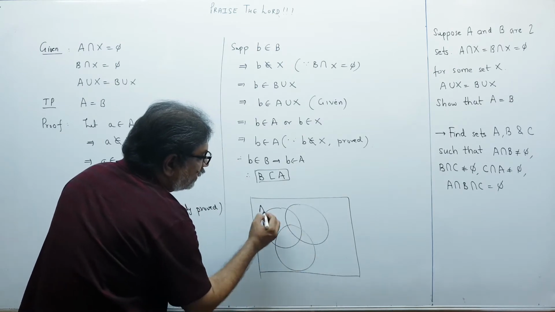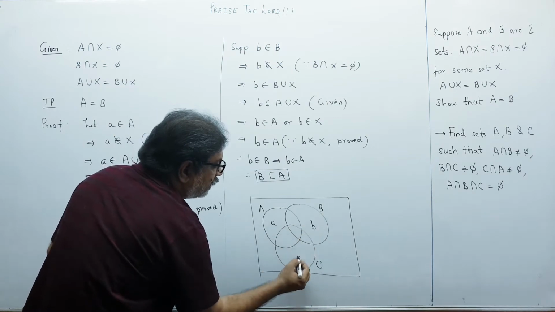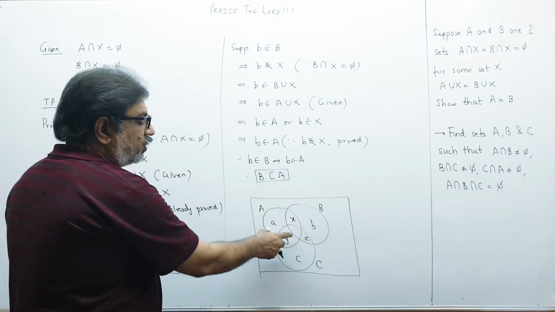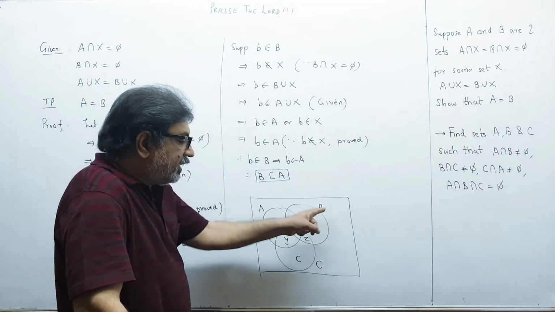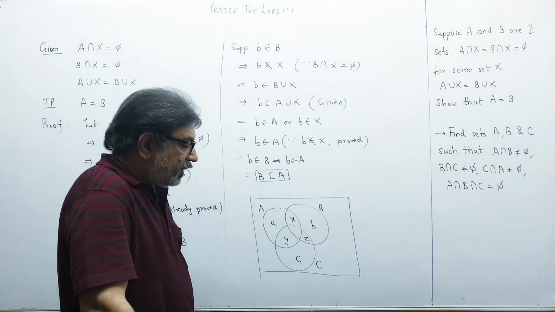So what we do is, this is A, this is B, this is C. Supposing A, B, C, X, Y, Z. That's it. Don't put anything over here. So A intersection B is there X, B intersection C is there Z, A intersection C is there Y, and nothing in common.